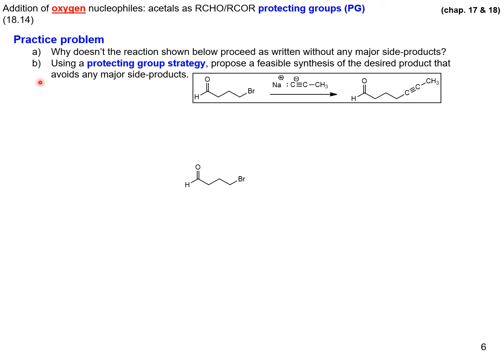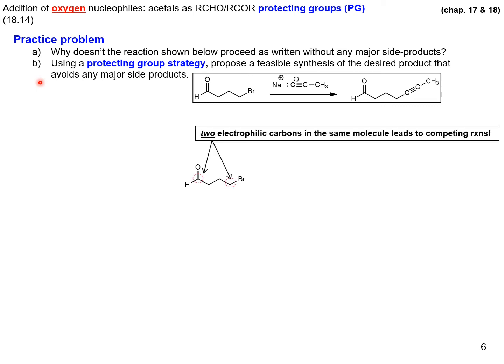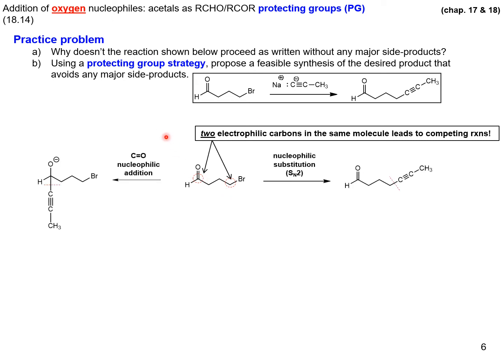Take a look at this molecule. It has 2 electrophilic carbons. We know that carbonyls can undergo nucleophilic addition, and we know that primary alkyl halides can undergo nucleophilic substitution. So if I treat this molecule with this carbon nucleophile, I'll have attack at both the carbonyl and also at the alkyl halide carbon. I don't want that. I only want attack at the alkyl halide carbon.